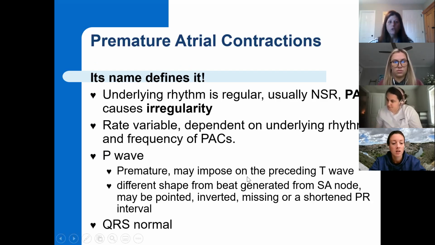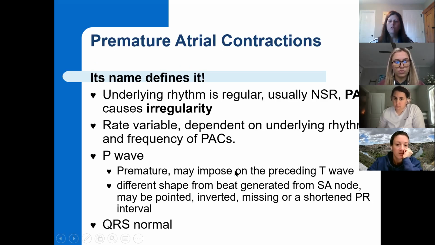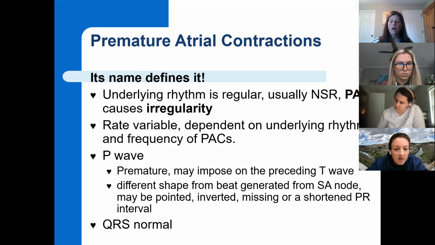So the first thing I said we were going to look at is our premature atrial contractions. You can read your slide there. Again, the underlying rhythm is going to be regular, usually normal sinus rhythm, but the premature atrial contraction is going to cause irregularity. So the P wave is going to come early, and it may not be small and beautiful and upright and rounded like we've seen in some of our examples, okay? This could be followed by a compensatory or a non-compensatory pause, okay? We'll talk about that a little bit more here in a little bit.